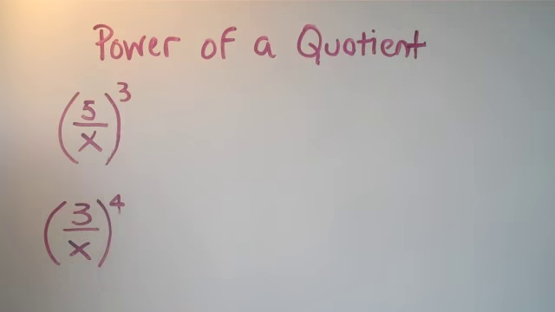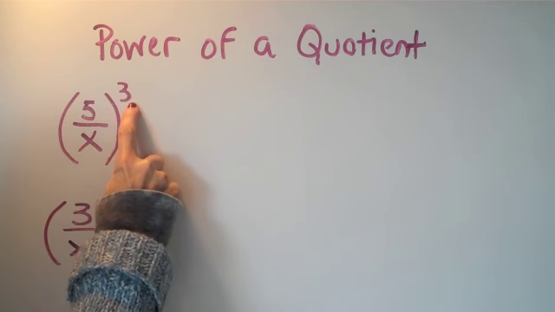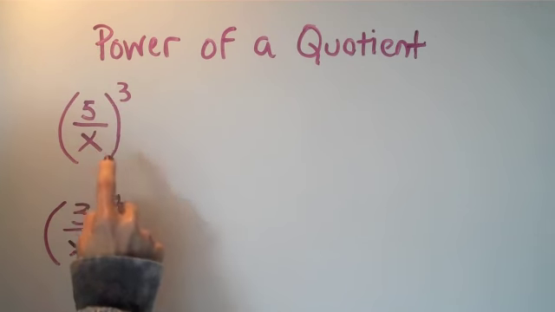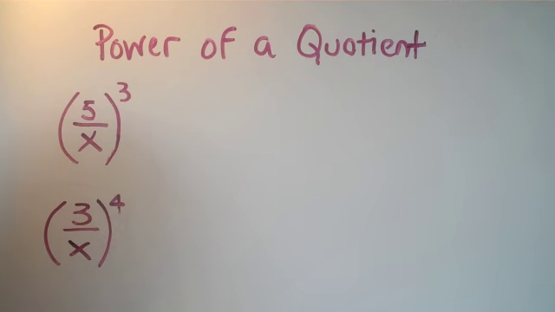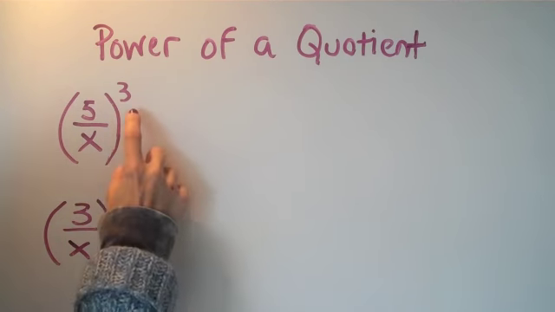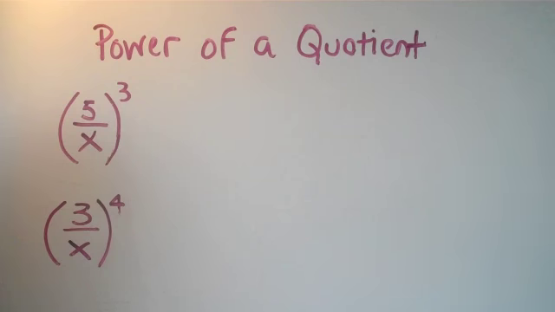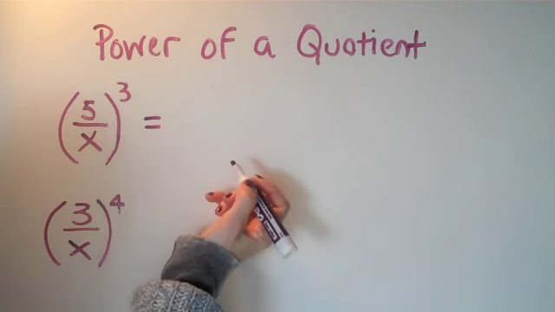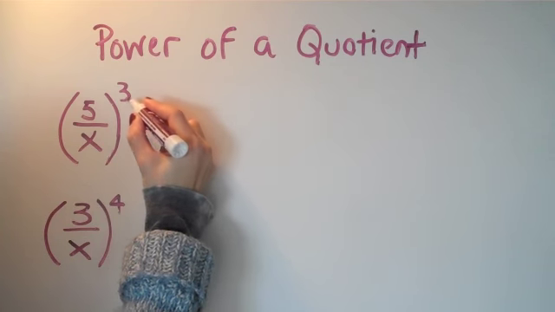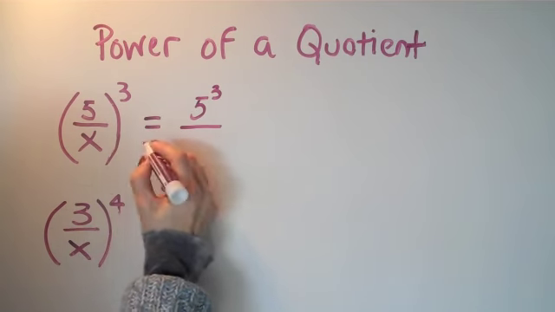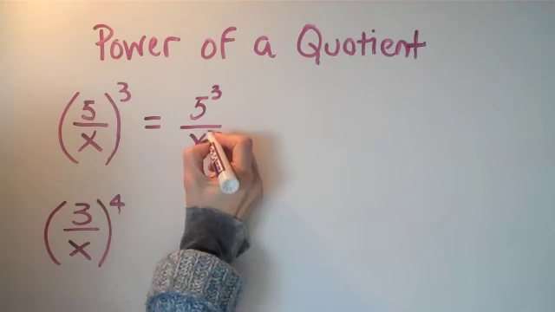The next part is power of a quotient. Now, with power of a quotient, you have to remember that the exponent is on the outside of what's dividing on the inside. And when you have something on the outside of the parentheses, what you're actually doing is distributing to each number on the inside. So what you do is you rewrite each number. This becomes 5 to the 3rd power over x to the 3rd power.